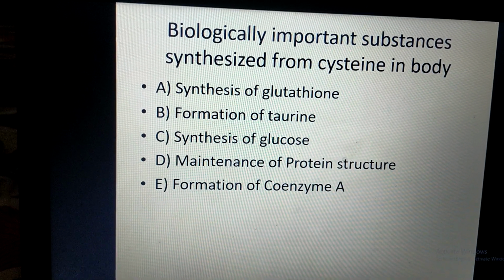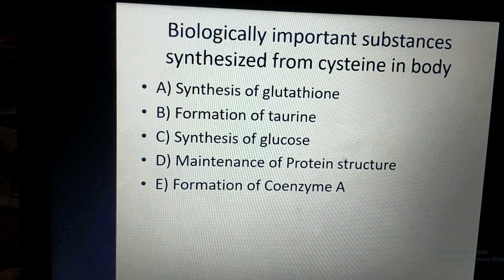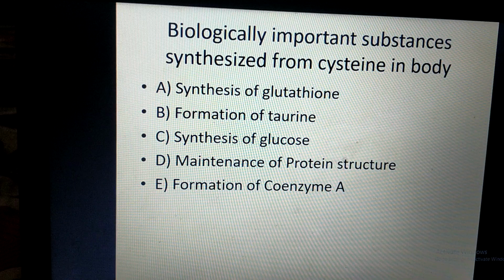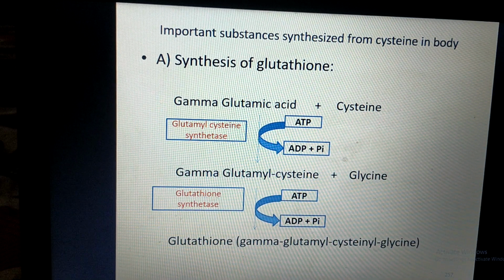Now this is important: biologically important substances synthesized from cysteine in the body. First is the synthesis of glutathione, which we will see. Now what is glutathione? Glutathione is a tripeptide made up of cysteine, glycine and glutamic acid. First, glutamic acid, or gamma glutamic acid. Glutamic acid and gamma glutamic acid are the same.